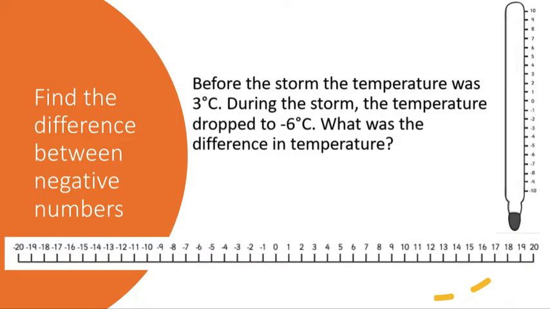Before the storm, the temperature was 3 degrees C. During the storm, the temperature dropped to minus 6 degrees C. What was the difference in temperature? Find them on the number line and see if you can spot the difference, find the difference between the two temperatures.